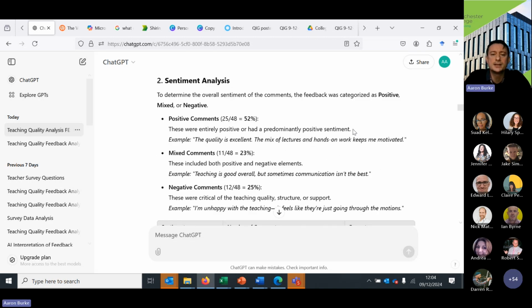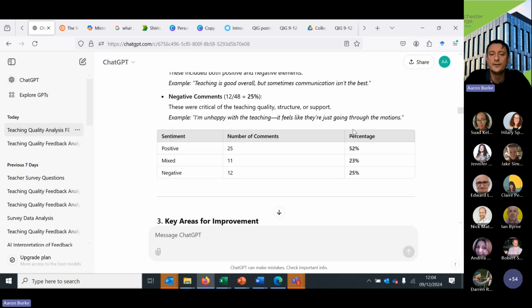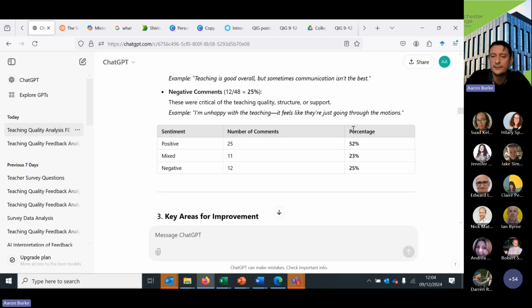Now, what it also tends to do is give us a really nice mix, because we've asked it to, of the differences between the positive and the negative responses. So as we can see here, it's largely positive, but there are some mixed and negative responses too.